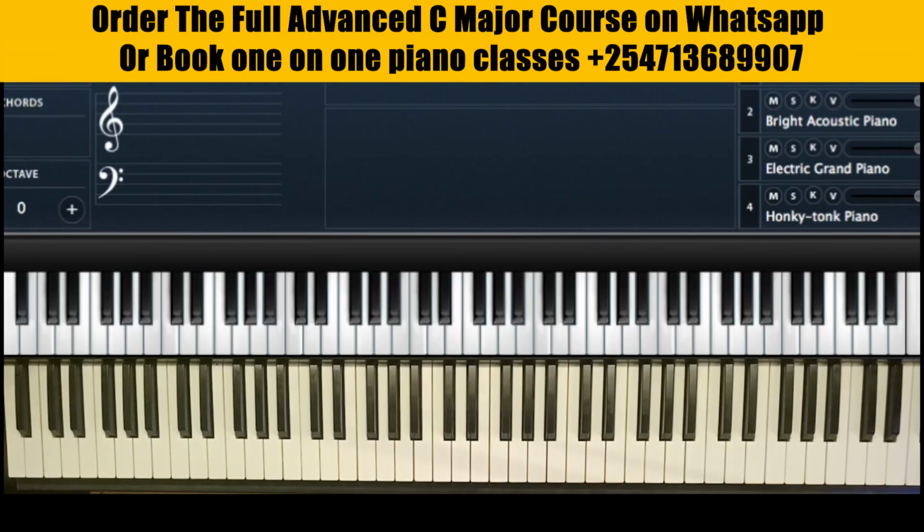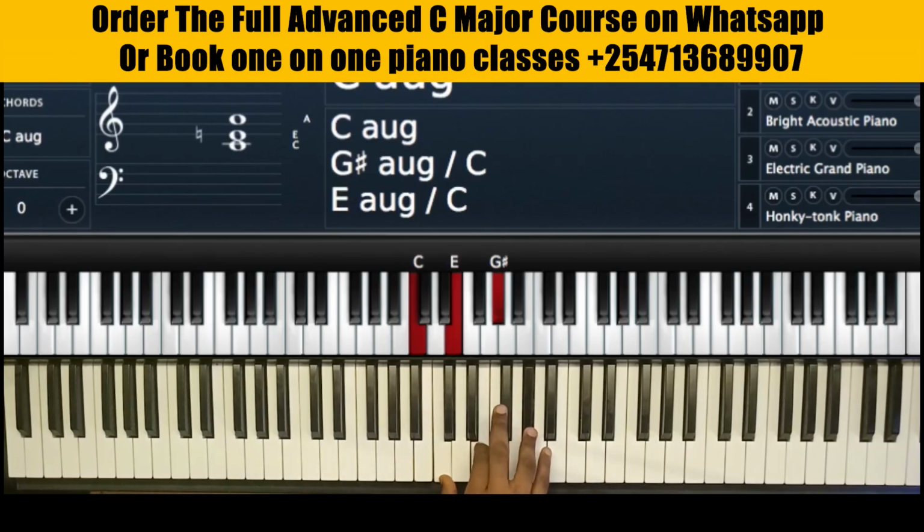Now this is our 6th part. It's going to be on augmented chords. So for those of you who have no idea what an augmented chord is, an augmented chord looks something like this. Now that's a C augmented chord.